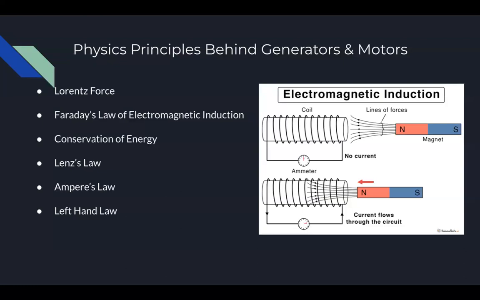And finally, in terms of things that are crucial, we have conservation of energy. The conservation of energy principle asserts that energy cannot be created or destroyed in an isolated system, and it can only change form. So here we see generators change. Let me go back a slide.